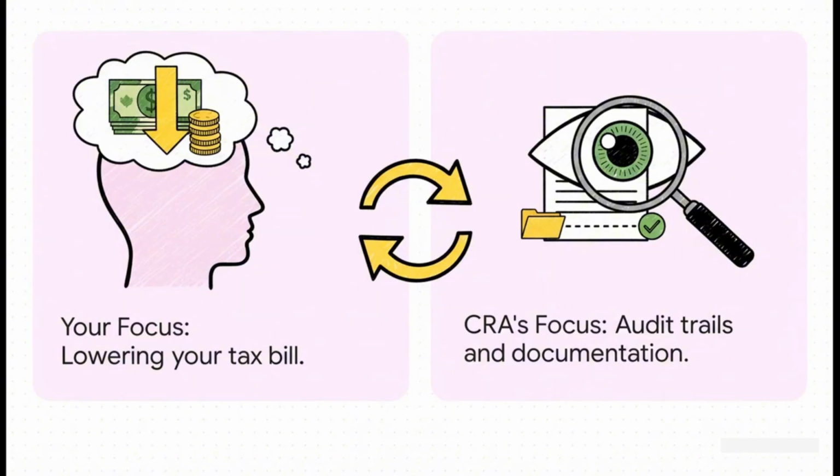This really gets to the heart of the mindset shift you need to make. We're all naturally focused on lowering our tax bill, right? But the CRA, they're focused on proof. They're basically asking one simple question over and over. Can you back this up? The second you start focusing on creating a clean audit trail with perfect documentation, you're aligning with their priority. And that, right there, is the best way to lower your risk.